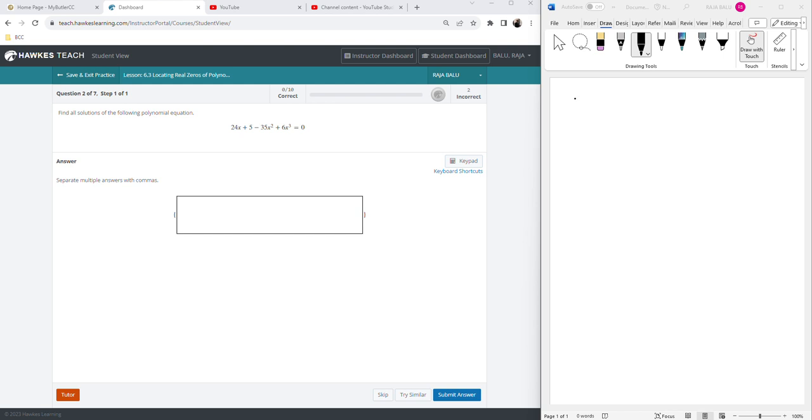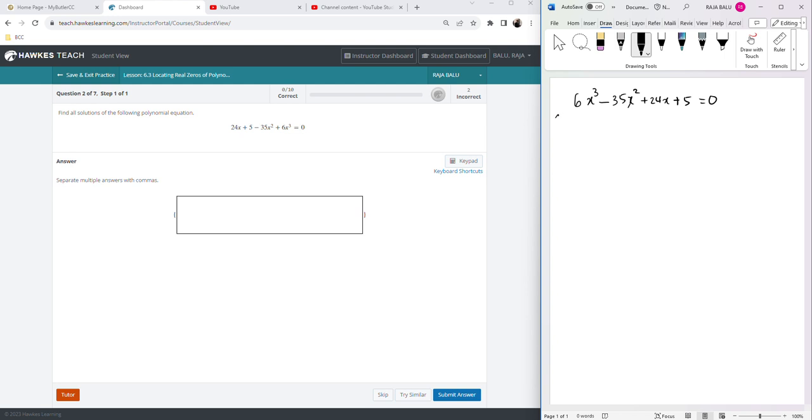To do anything, we will first rewrite the polynomial in the right way with the leading coefficient first: 6x cubed minus 35x squared plus 24x plus 5 equals 0. This is the way we start, and we can already see there is no way to group anything.